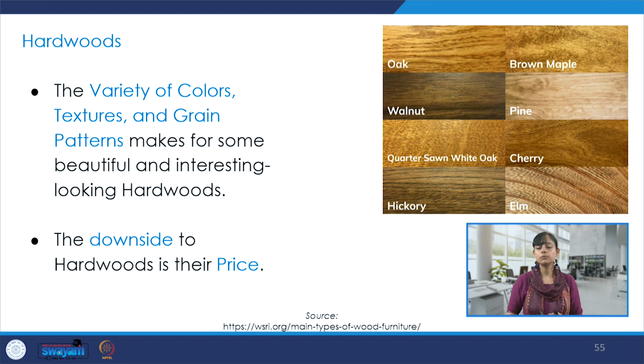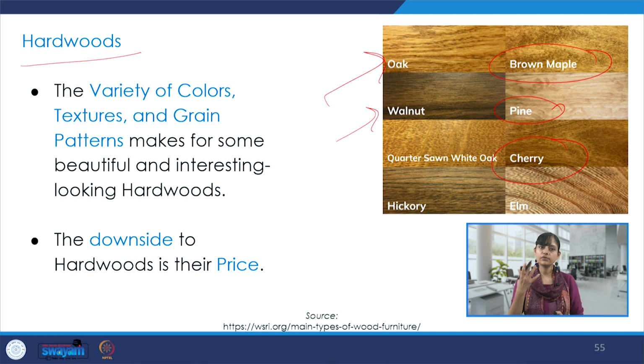Then let's talk a bit about hardwoods, and there is a huge variety available when we talk about hardwoods. So of course there is the popular oak, there is walnut, which is very hard and not so easy to work with in that sense. There is cherry, there is maple, and pine we saw in the category of softwood, but it's also available in a version which is the hardwood.